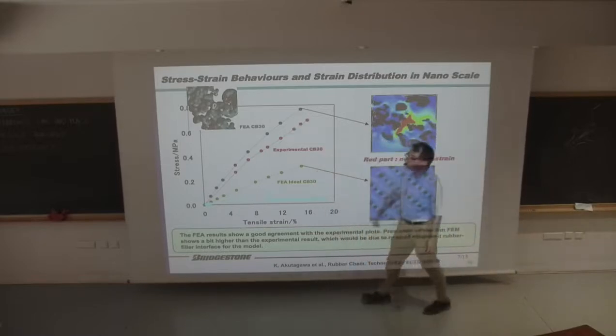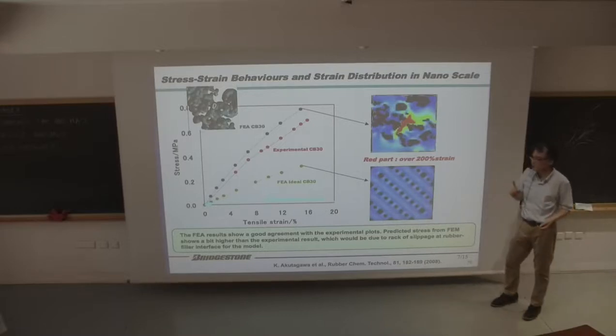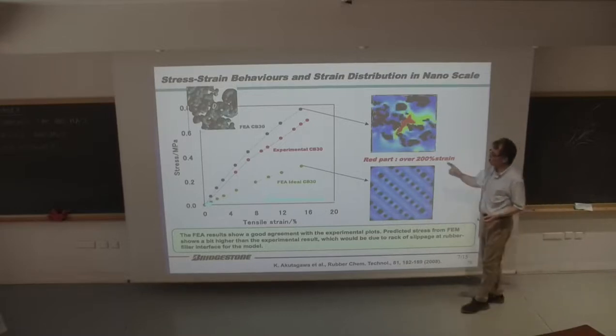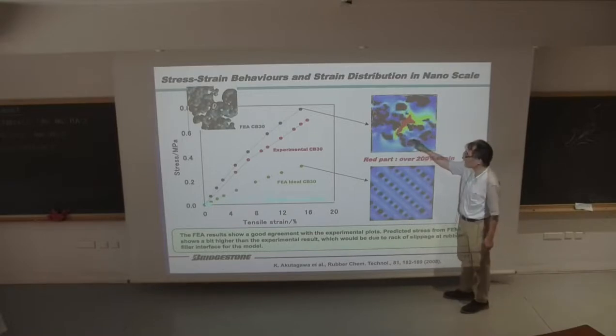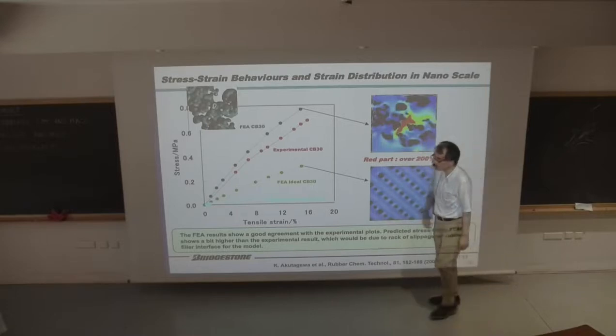Why is there a deviation? One thing is that the volume we put in is not enough, so statistically, it's not enough. That's one reason. Another reason maybe is that we didn't take into account a layer around the carbon black, which is called the sticky layer. Those are reasons we can foresee.